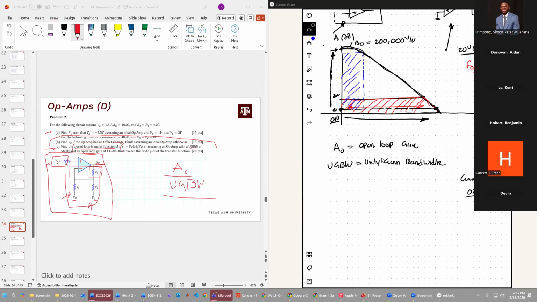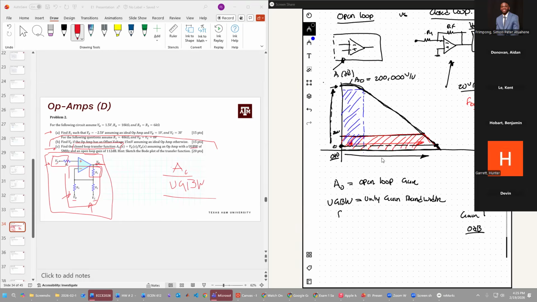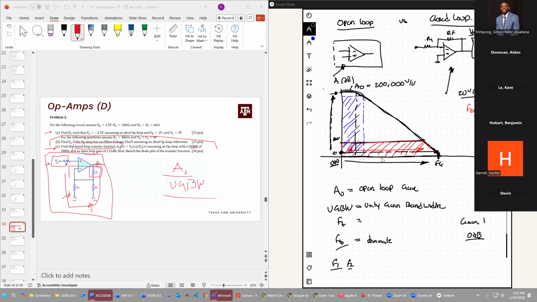I'm missing some other ones, but there's FT, for example, and there's FB. FT is the frequency at this particular point on the curve. FB is the first pole, the dominant pole. Sometimes it breaks it up as F1, F2, sometimes as the two poles of this graph. But the lecture notes explain decently what the open loop characteristics mean.